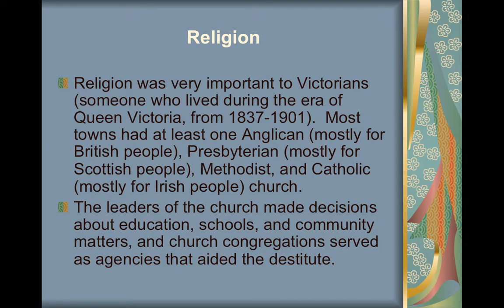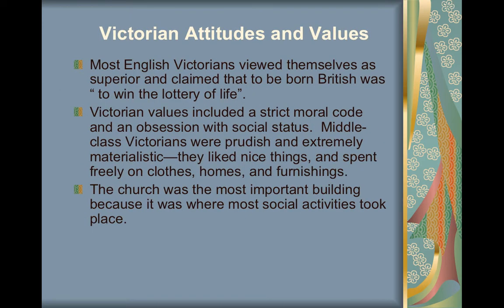Religion was important to many of the people during this time period. You had in most towns an Anglican church for the British people, Presbyterian for any Scottish people, Methodist, and Catholic, in particular for the Irish people. So there were different religions, but you have to understand the main religion, the main focus during this time period in many areas was Anglican, unless you're in Quebec or in an Irish area, and then it was Catholic. Leaders of the church still had heavy influence over the way people lived their lives, and they made the decisions when it came to education, schools, community matters, set standards, and set the way people should live their lives, moral things, and that.